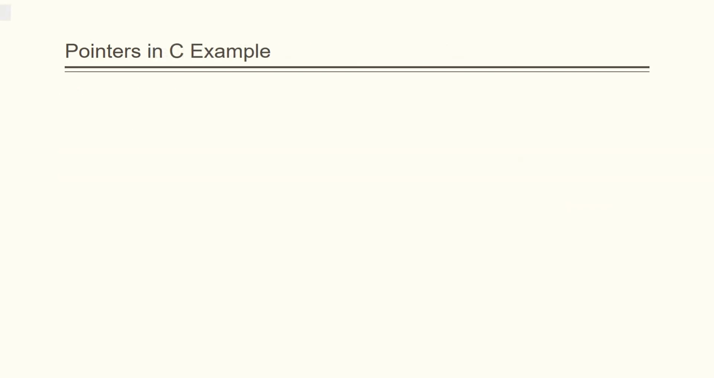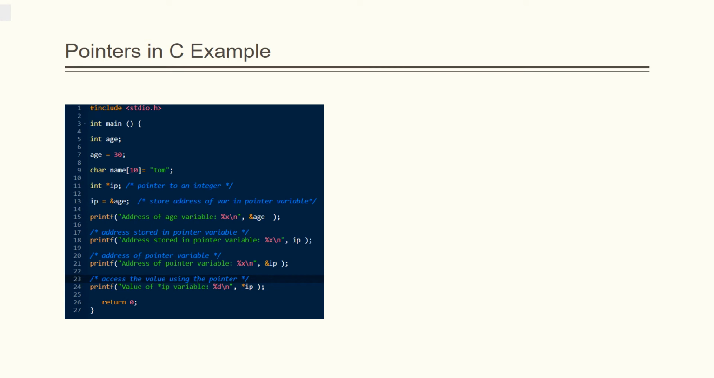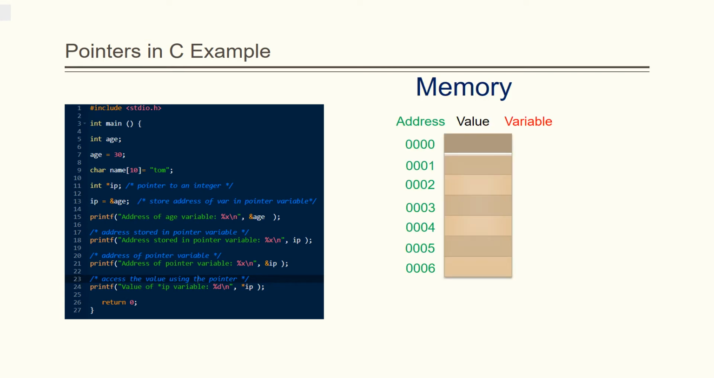So now let me show you a very simple example of a pointer in C, which I'm going to explain step by step. So here is the example, and let's suppose here is the current memory situation. Here we have addresses and then we have values which are null in the memory, and we have various variables. So we are going to explain it step by step now.